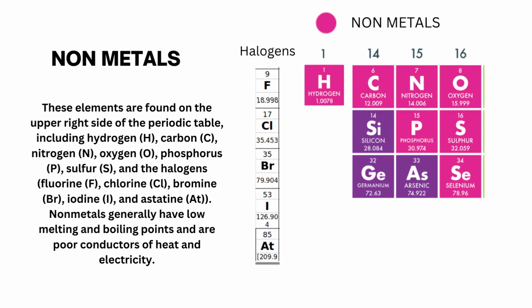Nonmetals include hydrogen, carbon, nitrogen, oxygen, phosphorus, sulfur, and the halogens, fluorine, chlorine, bromine, iodine, and astatine. Nonmetals have low melting and boiling points and are poor conductors of heat and electricity.